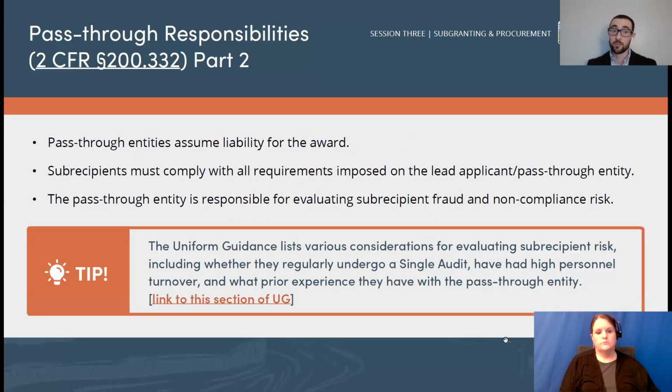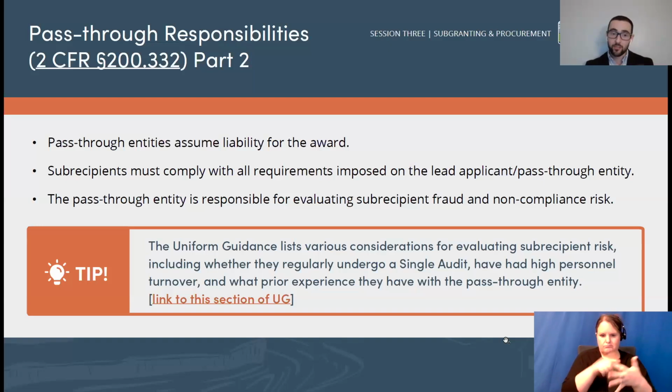Let's go through some more pass-through responsibilities. So the pass-through entity assumes liability for the award. They're primarily liable for the award, but subrecipients also have to comply with the requirements that are imposed on the pass-through entity, or the lead applicant, as you'll sometimes hear. So the pass-through entity is primarily liable, but the subrecipients also have to abide by the standards that are going to be listed out in the grant agreement.